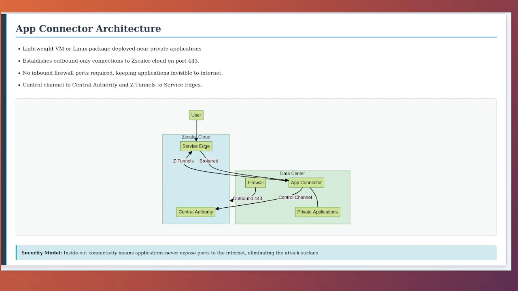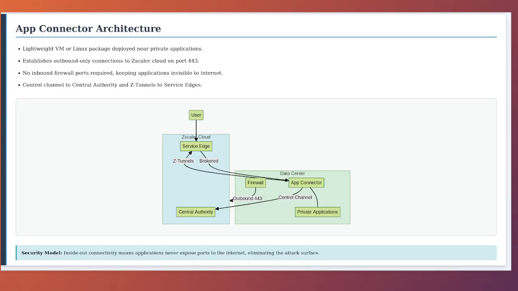Its primary function is to establish outbound connections to the Zscaler cloud, creating secure tunnels through which user traffic can reach applications. This inside-out connectivity model is fundamental to ZPA's security architecture. The App Connector never accepts inbound connections from the Internet. It only initiates outbound connections to the ZPA cloud using port 443. This means you do not need to open any inbound firewall ports or expose any systems to the Internet. Applications behind app connectors remain completely invisible to external scanning and reconnaissance.